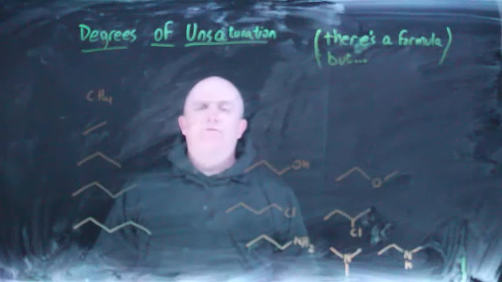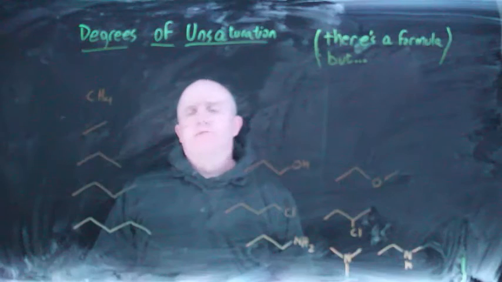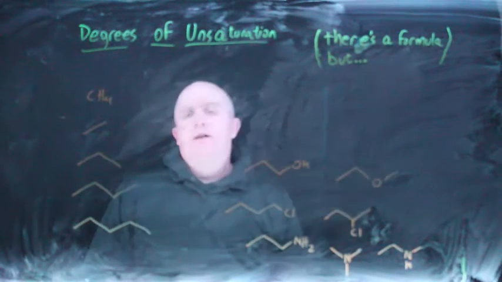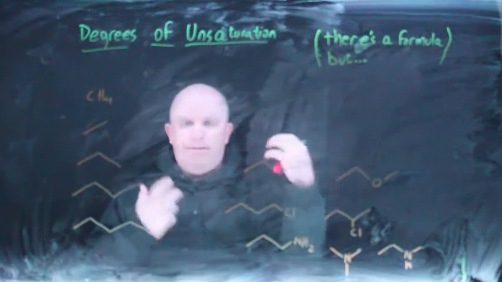So we have a handful of random one-off topics that we occasionally need to cover, and one of them is degrees of unsaturation. And the key thing I'm going to point out here is that there actually is a formula in your book. And if you're the sort of person who just likes to memorize things, you absolutely can memorize this, and then you're fine.